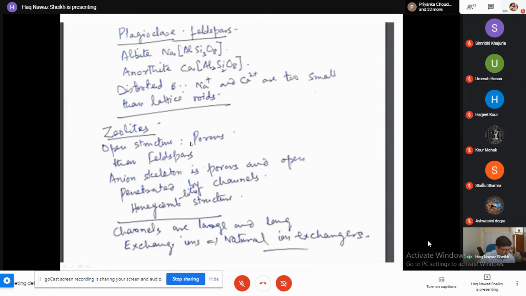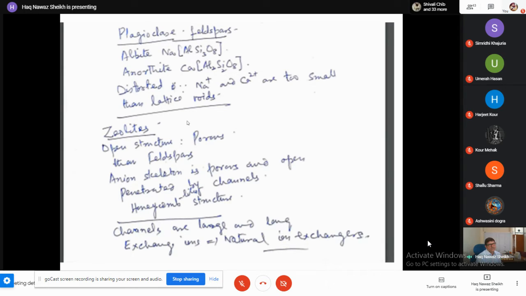Then we have zeolites. They are very special minerals with unique porosity. They are very porous and have voids or cavities, which have diverse applications in different fields in the industry, and now people are synthesizing them artificially also because they have diverse applications.